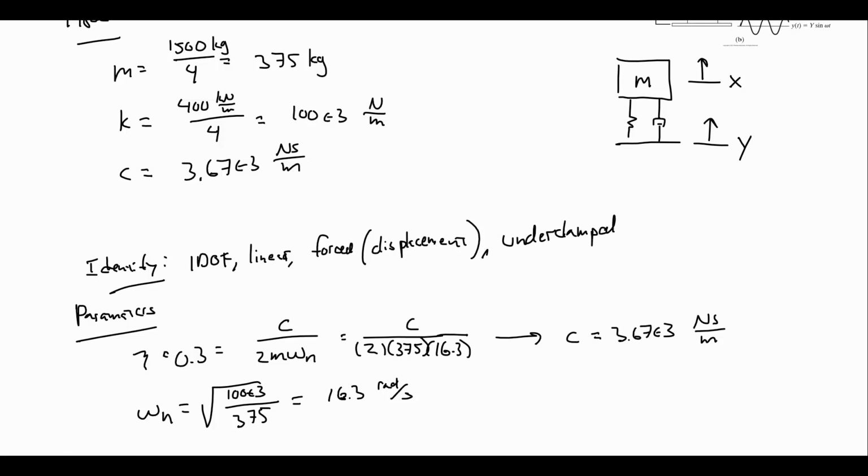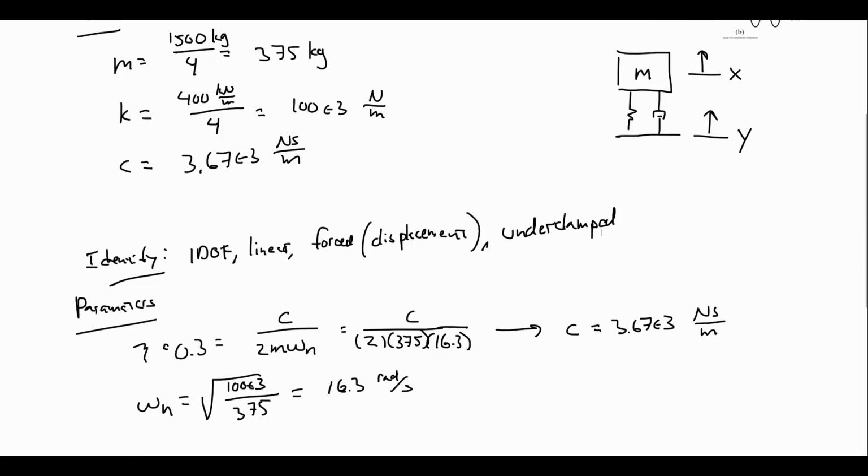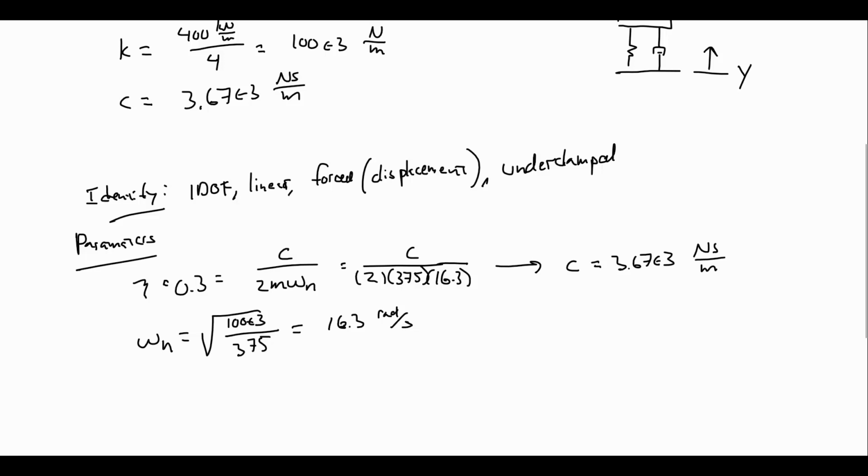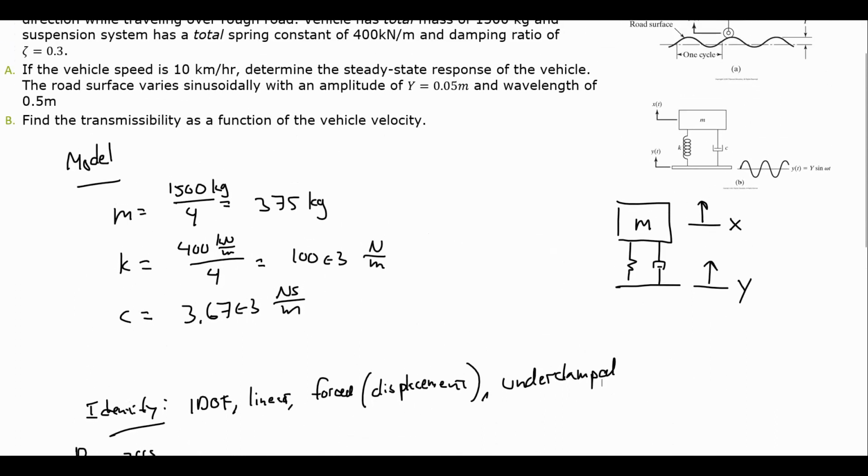So I'm actually going to continue with the parameter section because we know we're going to need certain other parameters in order to find the steady state response of the system. That's what we want in part A, the steady state response, when we're going at a specific vehicle speed, 10 kilometers per hour. Then we want to generalize it and see what the response is as we go faster or slower. What's the cabin going to be doing under those circumstances?